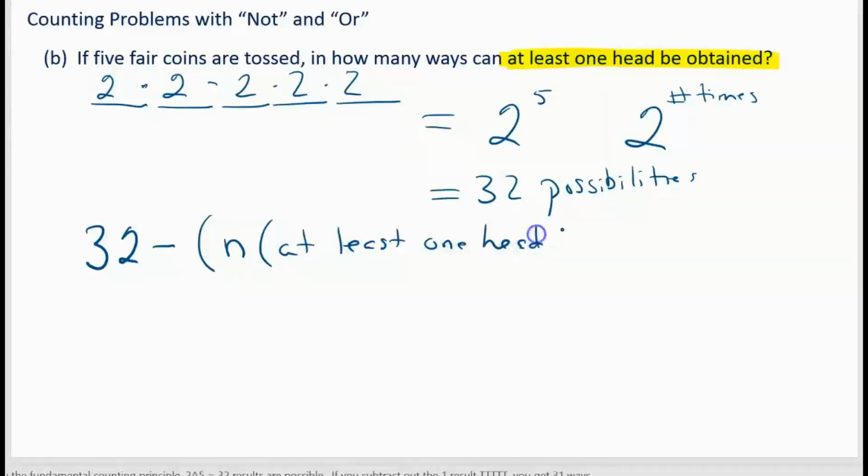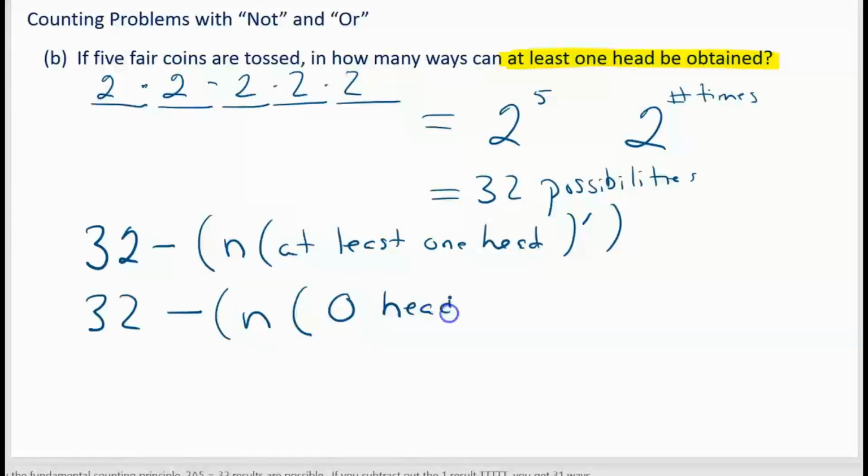And remember, this is the complement, so I use that little symbol. Remember, not that. Now, what is not at least one head? So remember, we're trying to take the complement of this. So this would be 32 minus the number of. Now, what is not at least one head would be 0 heads. Am I right? So at least one head means 1 head, 2 heads, 3 heads, 4 heads, 5 heads. So not that would definitely be 0 heads.